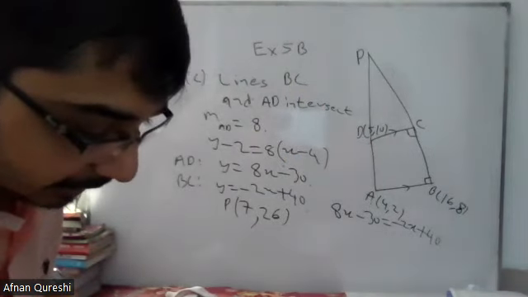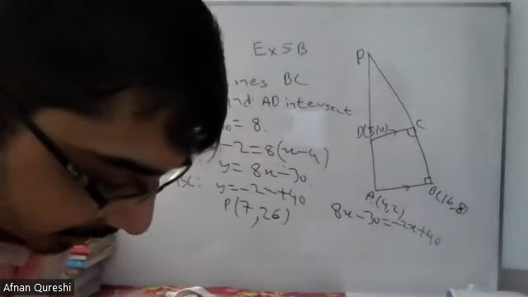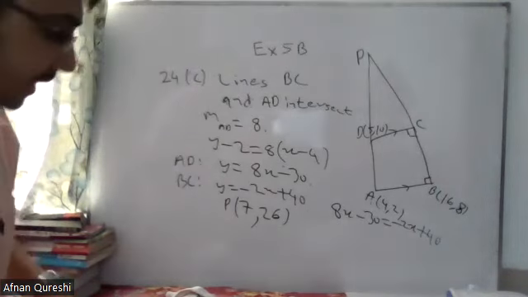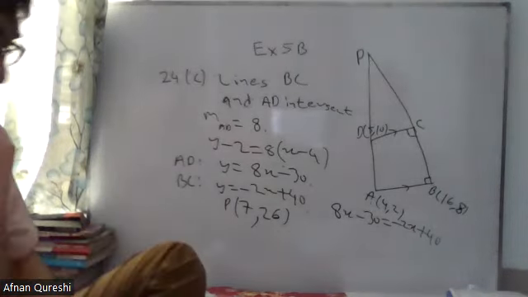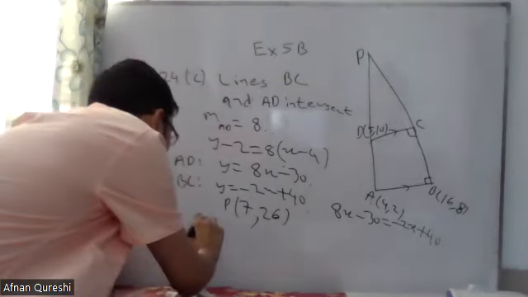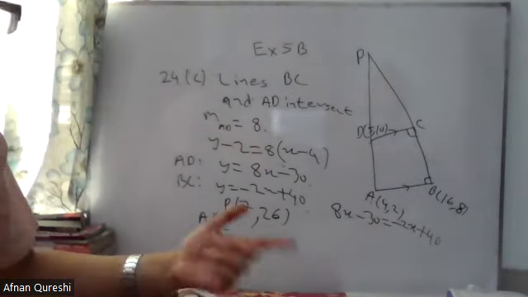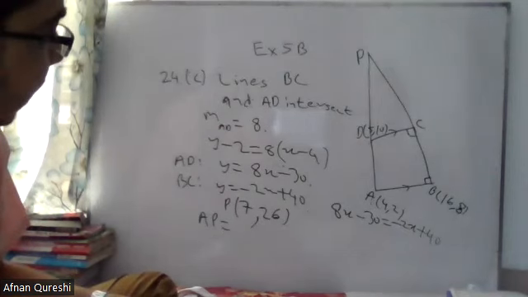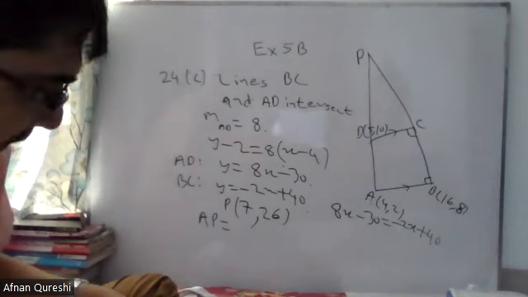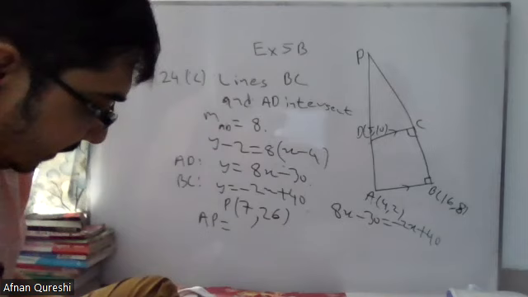Now in part D, they're asking for the ratio of AP to DP. So now we have all the coordinates. It's not a big deal actually, because I can find the length of AP using the formula root of x2 minus x1 whole square plus y2 minus y1 whole square. If I do that, I get root 585.